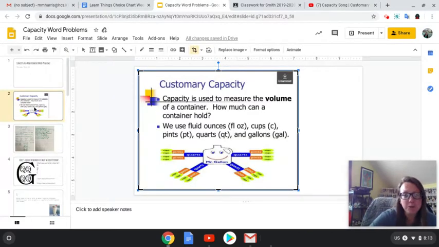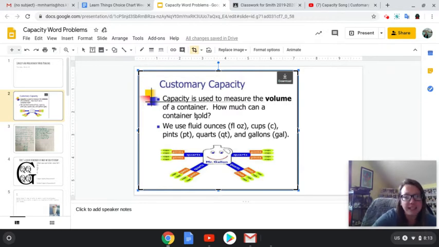To review, capacity is used to measure the volume of a container. Simply put, just how much a container can hold. So we use fluid ounces. Remember, like when we talked about weight, ounces were the smallest. We used to measure small things. Well, fluid ounces is the same. It's the smallest unit of measurement for capacity. And then we have cups, which is the next smallest, then pints, quarts, and gallons.